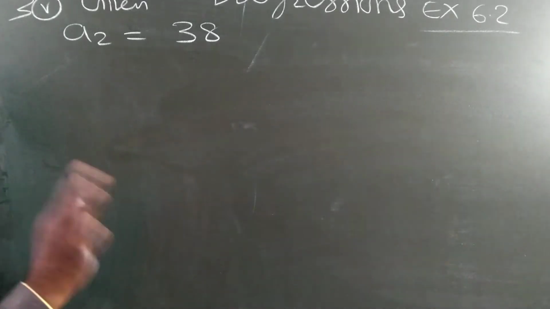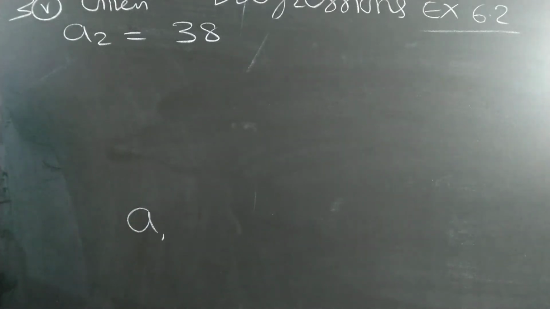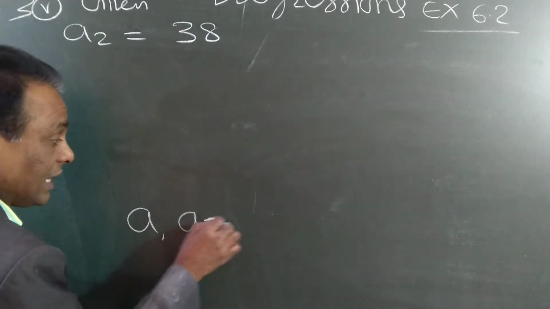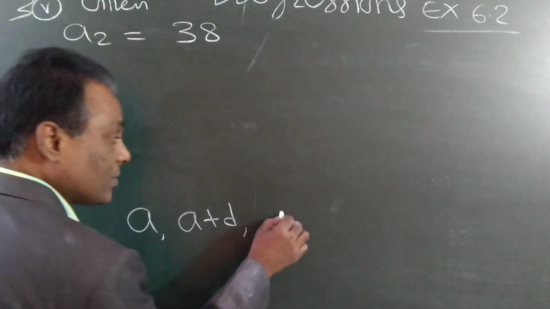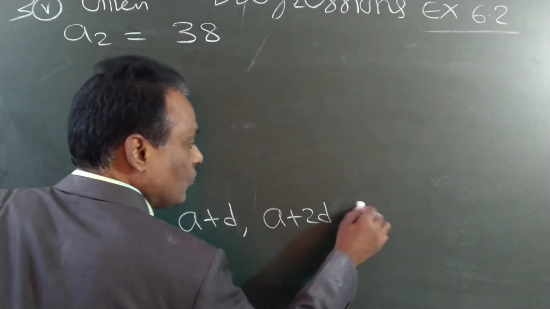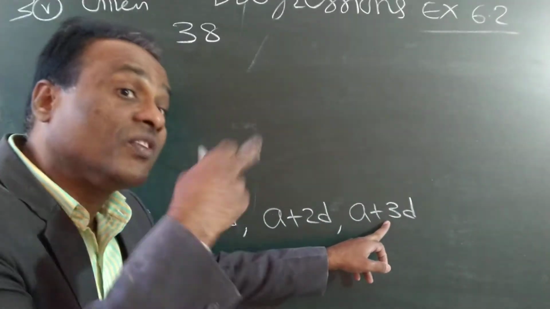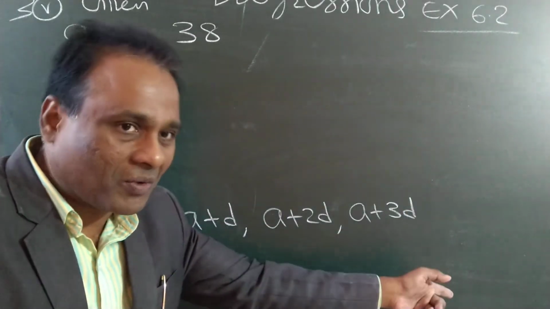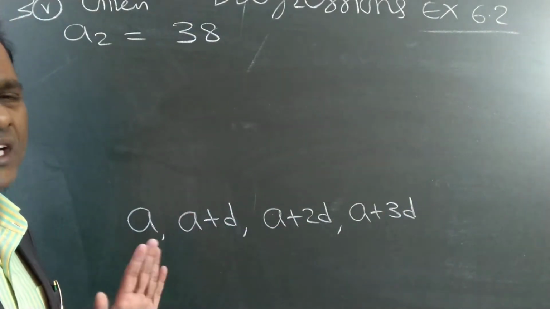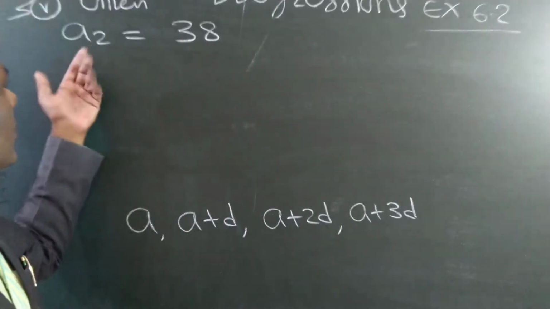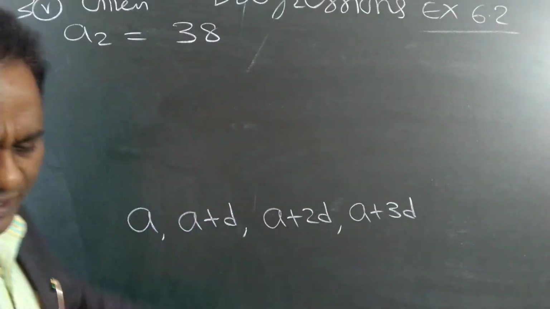Once again I will explain the general form of AP. First term is A. Second term is A plus D. Directly also you can use it. Third term is A plus 2D. Fourth term is A plus 3D. Fourth term means we will get 3D. Fifth term means 4D. I wrote this in the previous problem also, so you can use it directly. Every time I am not writing the formula A plus N minus 1 into D because it is a simple case. Whenever required, we will write it. But here I am writing directly.